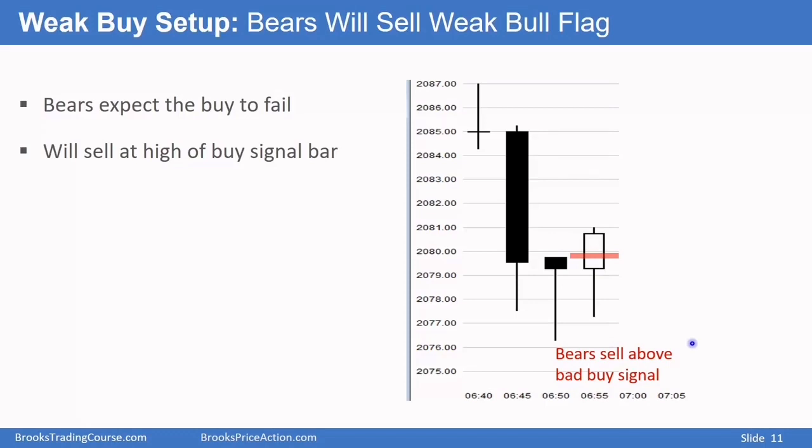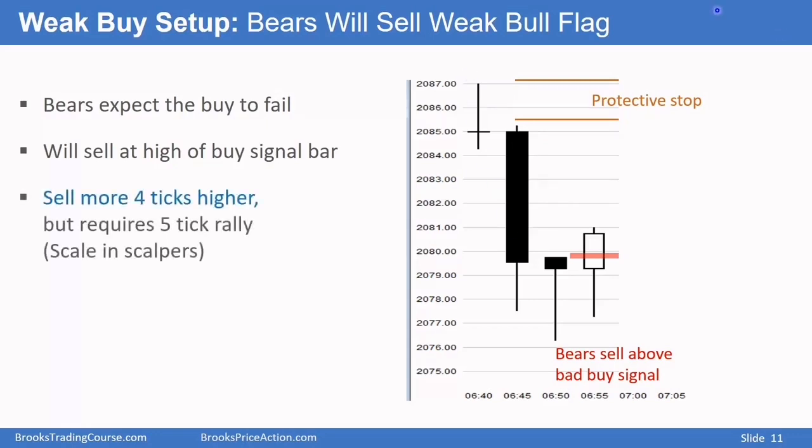Protective stop, either above the top of the sell climax or the top of the bear trend. My stop is up here. A lot of times when I take that short, I'll place a limit order to sell more, 1 or 2 points higher, betting that it might go a little bit higher, maybe a 50% pullback, but odds are my stop will not get hit before I'm able to make a profit. So the bears sell this high, and they sell more 4 ticks higher. It has to bounce 5 ticks to get filled.